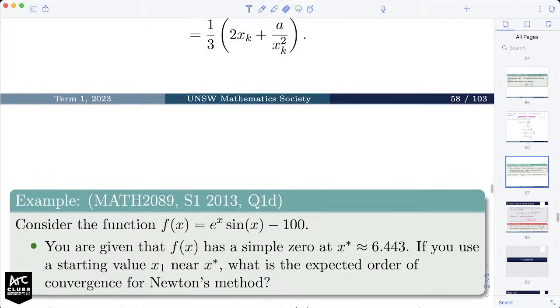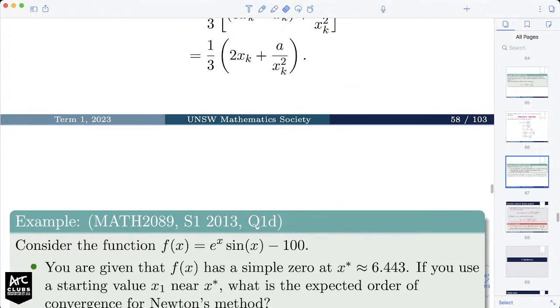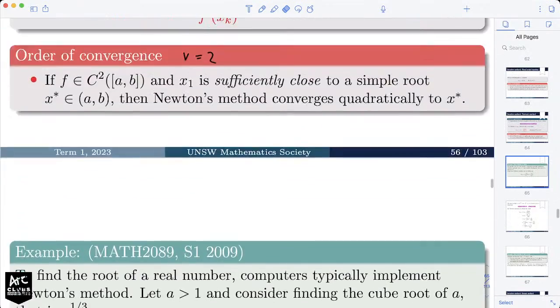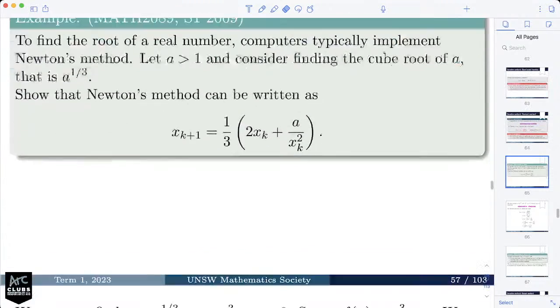Okay. Let's just have a look at the question first. Also, let's talk a bit about the convergence for Newton's method, and the idea that Newton's method doesn't always converge quadratically, where, as we mentioned earlier, it has to fulfill this condition here.